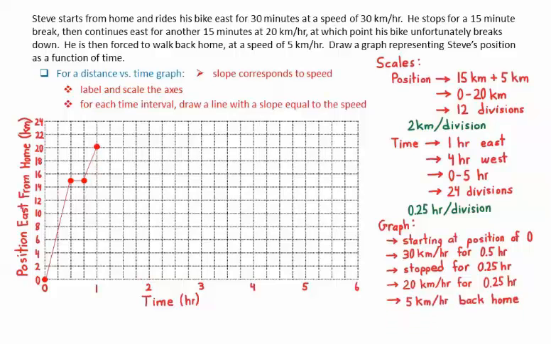At this point, his bike breaks down and he travels 5 kilometers per hour back home. In this case, the slope of the line segment will be -5. Note here that each hour he goes 5 kilometers west or backwards. Connecting these points with a line, we can see our final graph.